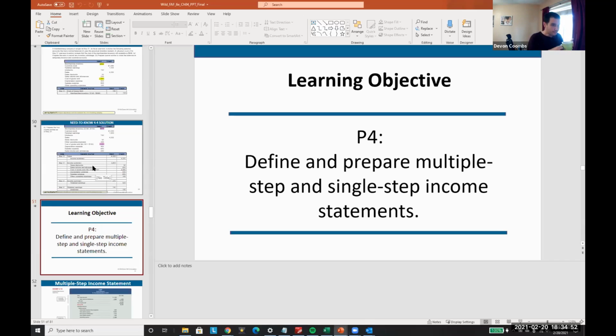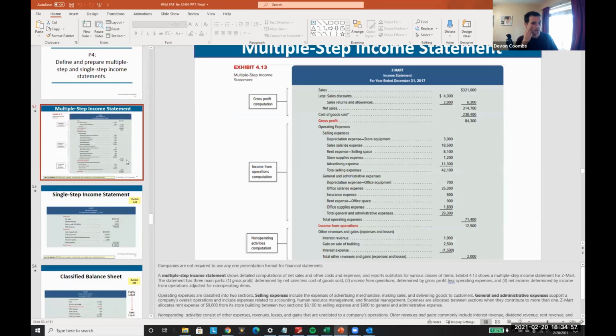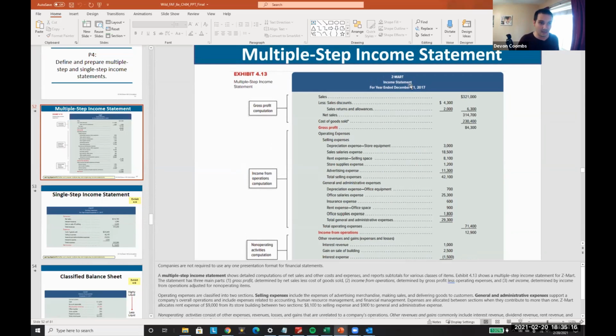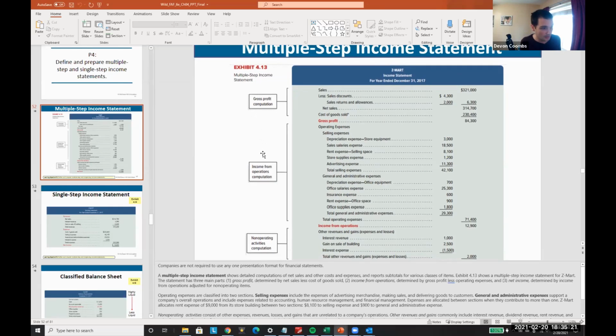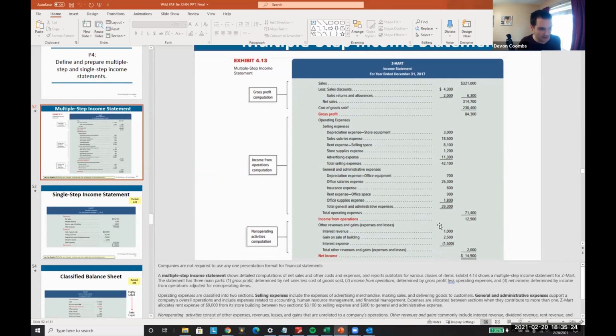So, define and prepare multi-step and single-step income statements. The multi-step income statement versus a single-step income statement. This is really important because most of the financial statements you're going to see and assess are going to be multi-step, but the single step is just a different way to present the information. Same information, different presentation. And so this income statement is a multi-step if we have the calculation of the gross profit. Then we also have income from operations and income from non-operating activities. So you're generally going to see this on most large companies.